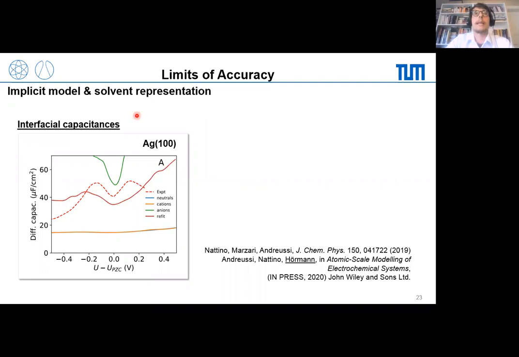In particular, I want to put forward that the interfacial capacitances are of course still a problem. Here we look at interfacial capacitances of silver 100, with the experimental values in dotted, dashed red, and you can see that depending on your implicit solvent parameters, like for example green and orange, you can be quite off. However, if you use some optimized parameters, red, you can get roughly accurate interfacial capacitances.